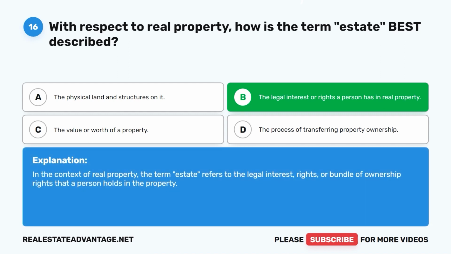In the context of real property, the term estate refers to the legal interest, rights, or bundle of ownership rights that a person holds in the property.